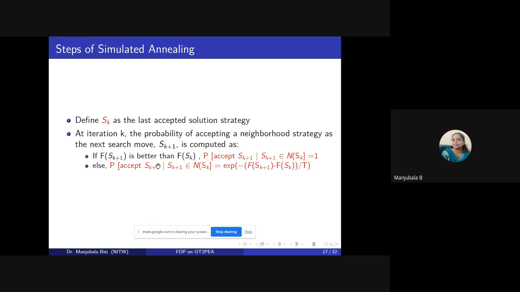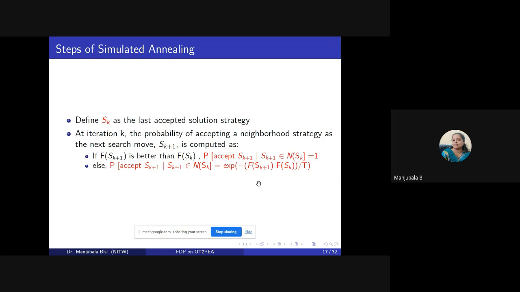If this is not a better solution, how do we find that probability? The probability of accepting Sk plus 1, given that Sk plus 1 belongs to N of Sk, equals the exponential of minus the change in energy, that is, f of Sk plus 1 minus f of Sk, the objective value of the neighboring solution minus the objective value of the current solution, divided by T. T is the control parameter here, or the temperature. So you will always get a value in the range 0 to 1. Now you are getting this acceptance probability in the range 0 to 1.